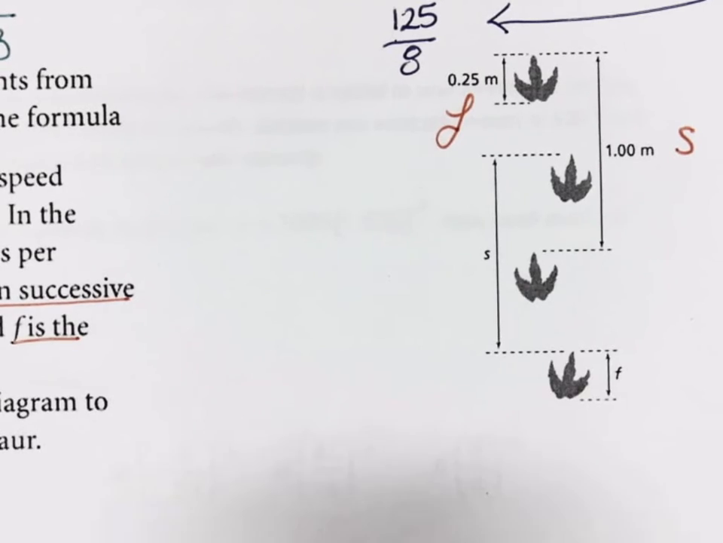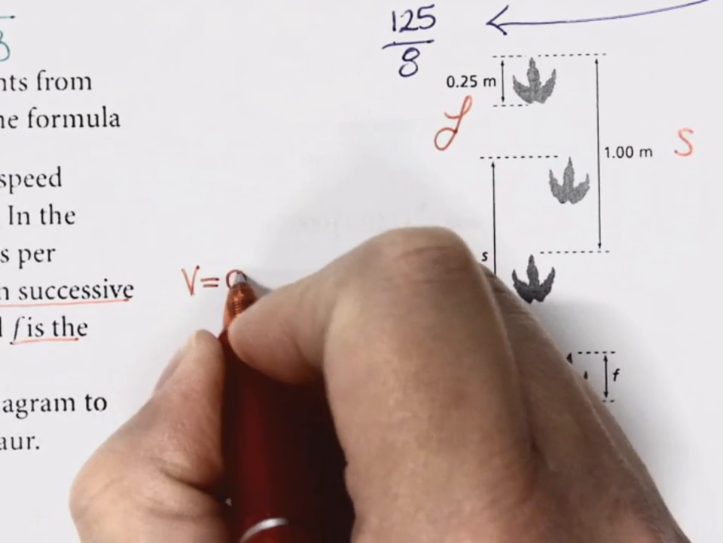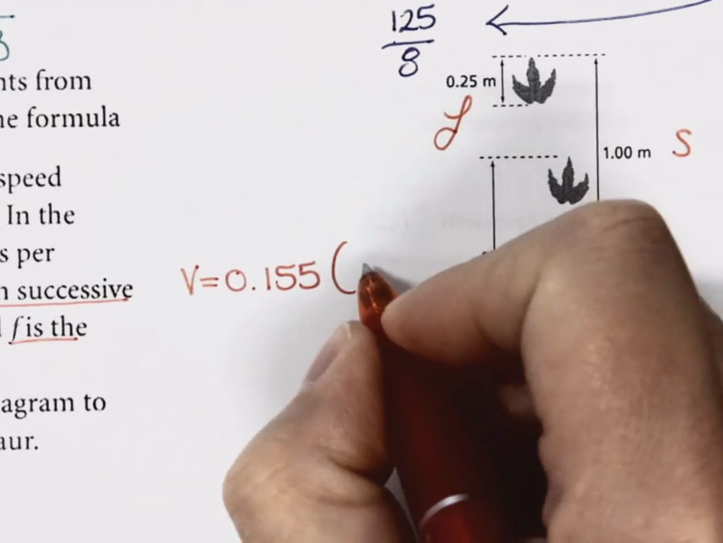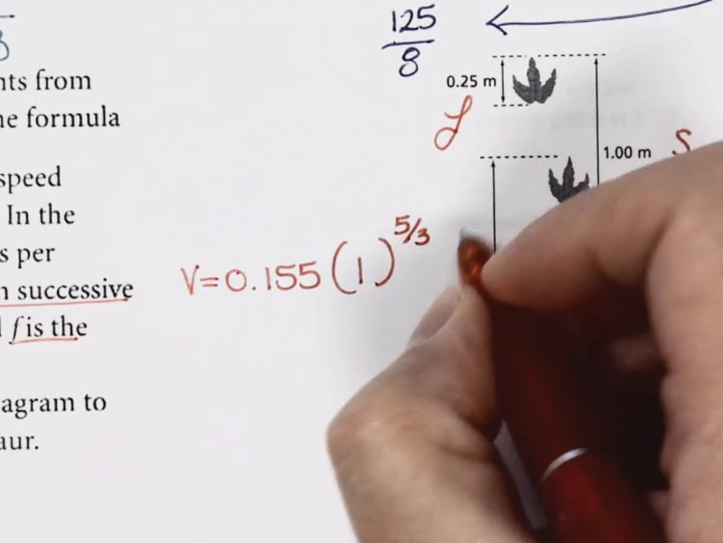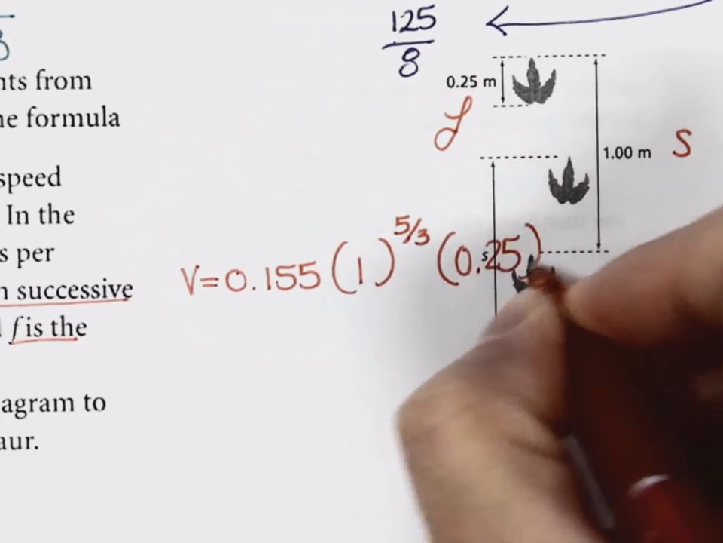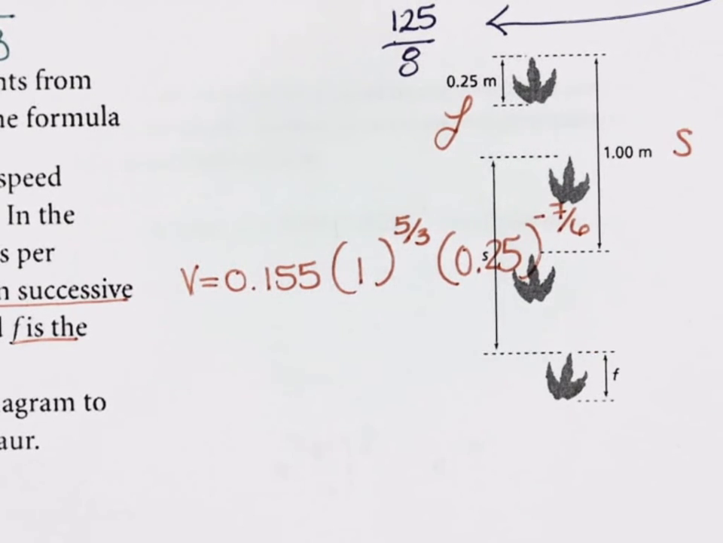Okay, so we're going to fill in what we know for the formula. So v is equal to 0.155, S, which is 1, to the exponent 5 over 3, and 0.25 to the exponent negative 7 over 6. Really important that you pay attention, read the formula really well. That negative there is really easy to miss.